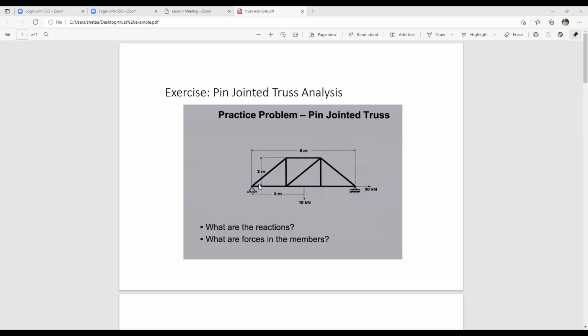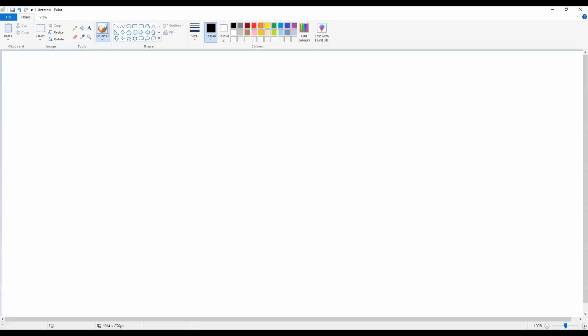As you can see, we have a horizontal member at the bottom, horizontal member at the top, and some diagonal members and some vertical members. Okay, so I will start solving this problem with you, and I will share another screen. Can you see the paint screen now? So on this screen we have, I will draw the truss here.